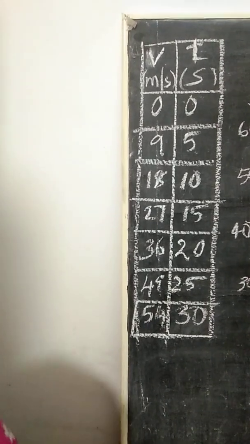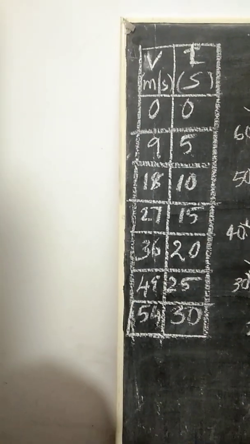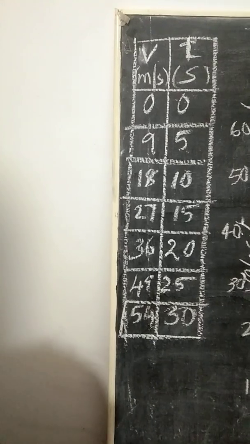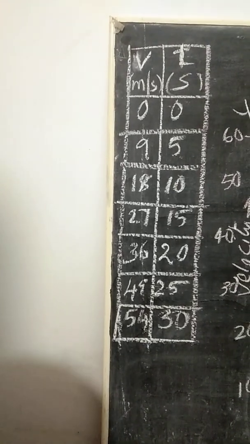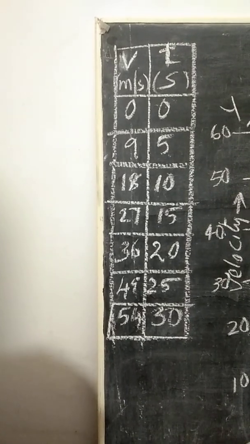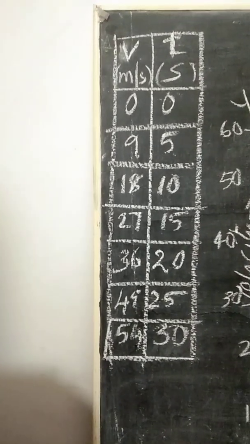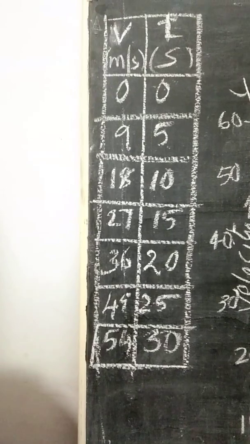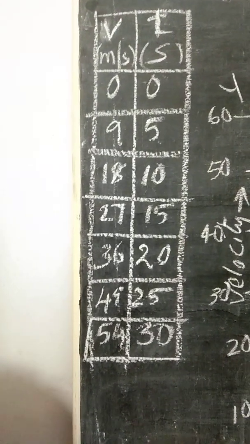Today we are going to study how to plot a velocity time graph for uniform acceleration. Uniform acceleration means the velocity increases or decreases by equal amounts in equal time intervals.